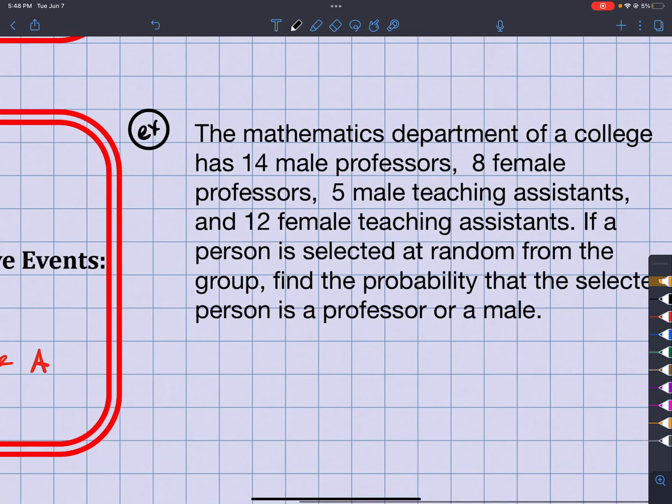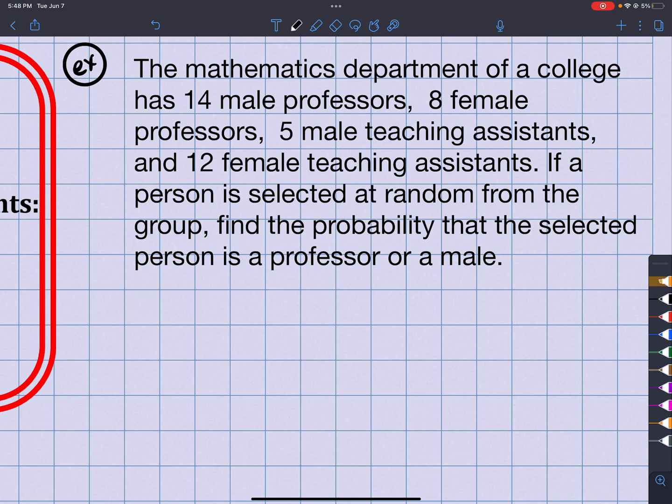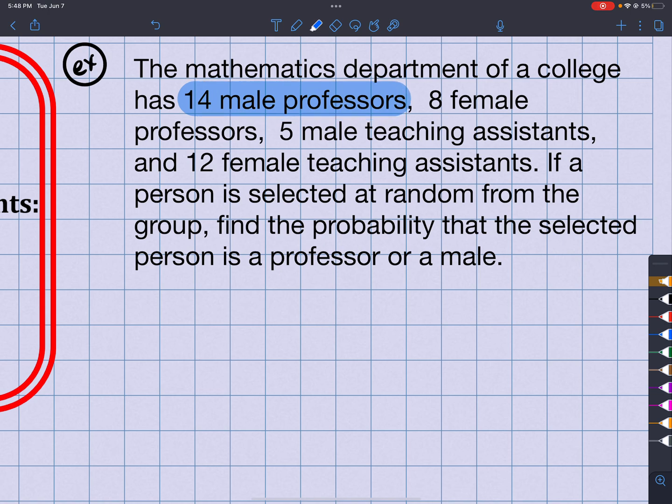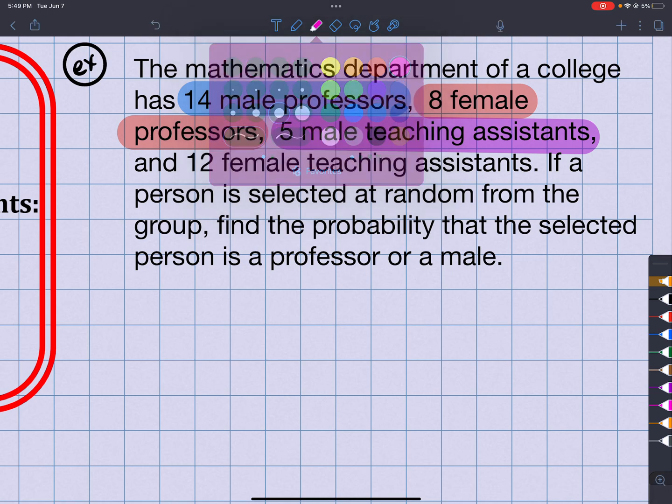All right, next one. The math department of a college has 14 male professors, 8 female professors, 5 male teaching assistants, and 12 female teaching assistants. If a person is selected at random from the group, find the probability that the selected person is a professor or a male. So the question is, can one of those be a male professor?